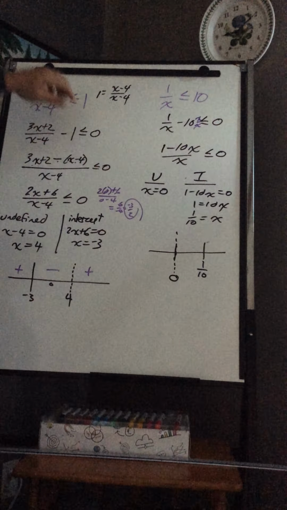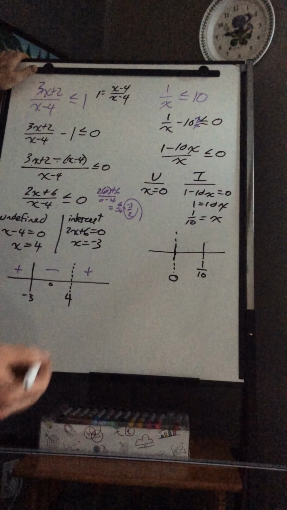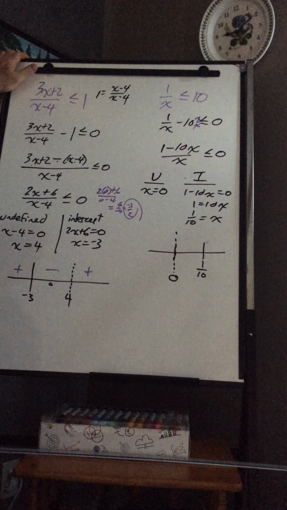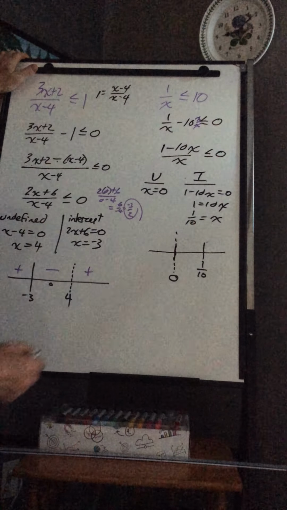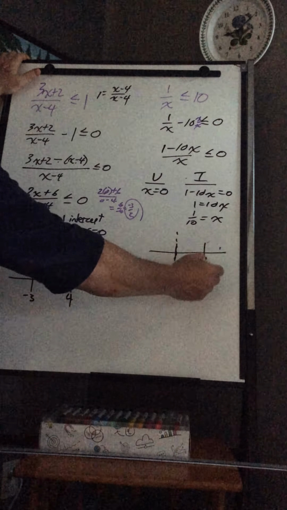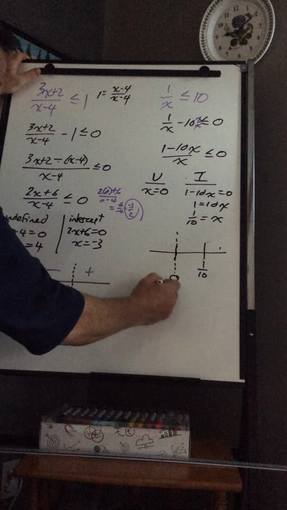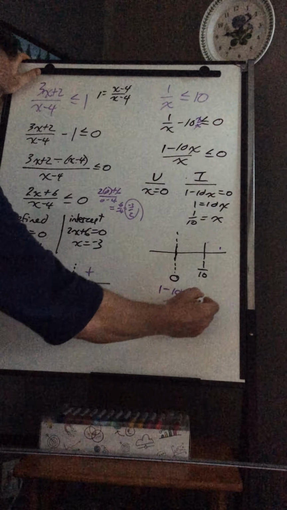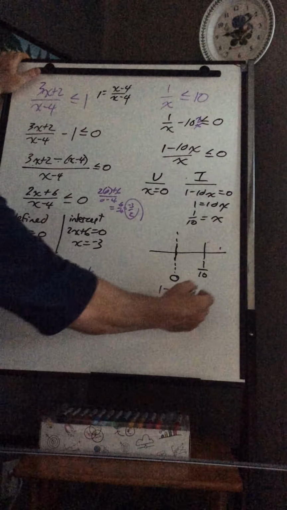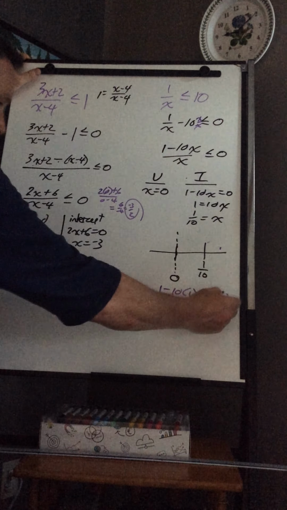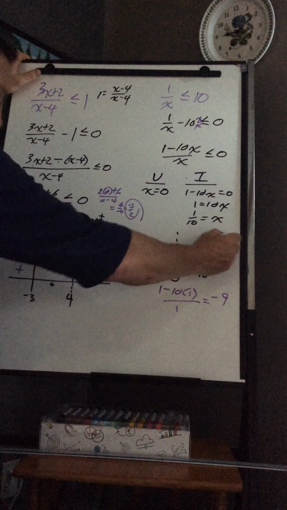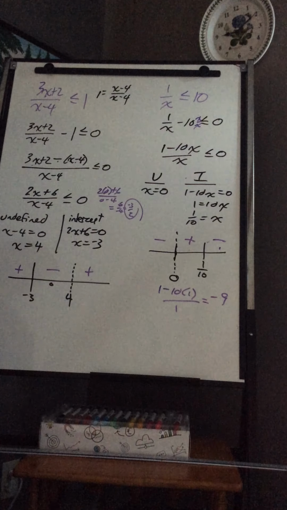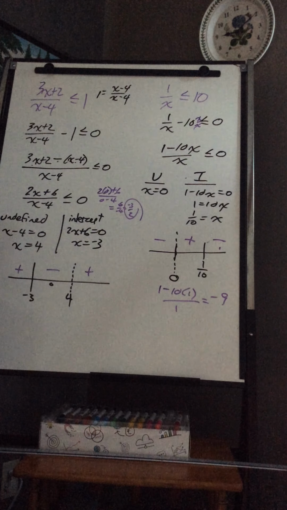On the other side, you've got to pick a point. Make life easy, we'll pick 1. 1's over here, so we'll try that. So that means I have (1 - 10 times 1) over 1. 1 minus 10 over 1 is negative 9. So that means it's negative here, positive, negative. What does that mean in the end?